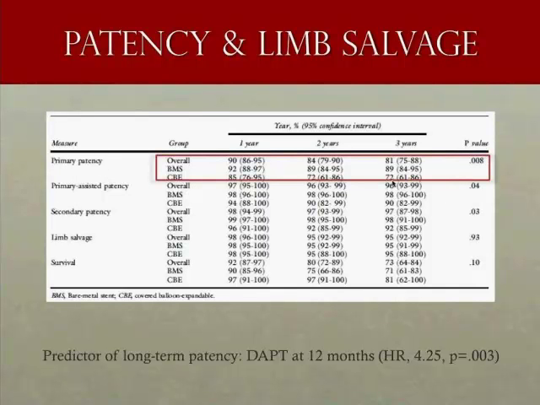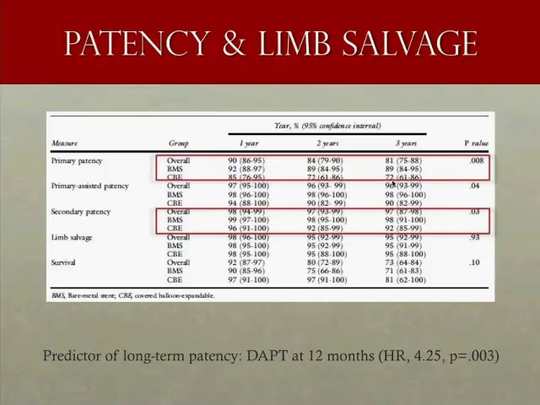The predictors of long-term patency, on multivariate analysis, were found to be 12 months duration of dual antiplatelet therapy. In addition, the indication for the procedure was also found to be a predictor of long-term patency. That is to say, that patients who underwent the procedure for claudication seemed to have lower rates of patency versus patients who underwent the procedure for limb salvage purposes.